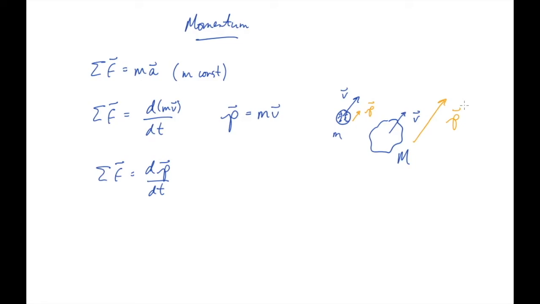Also notice that the momentum vector is always in the same direction as the velocity vector. This vector p is always going to be parallel to this vector, the velocity. The momentum is a vector in the same direction as the velocity, with a magnitude scaled by the mass.